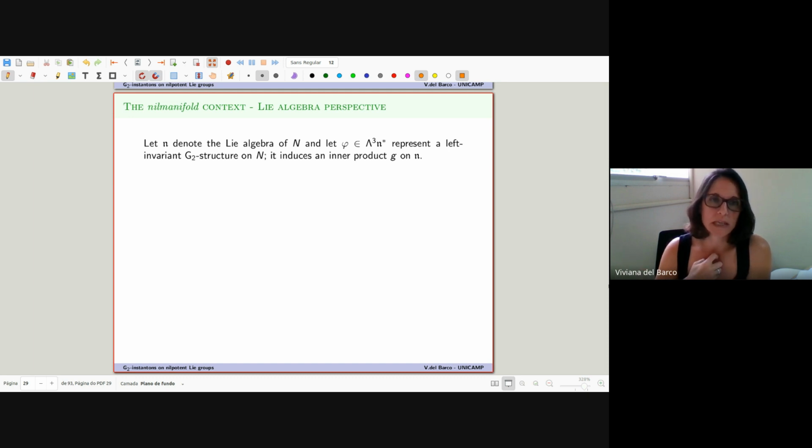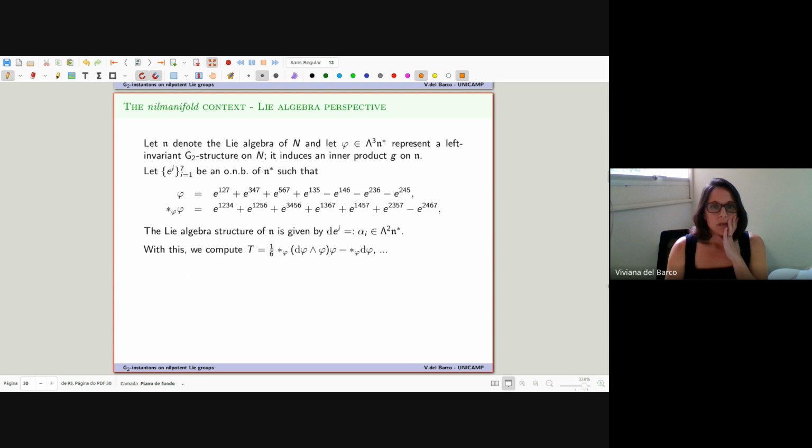So I will denote with N the Lie algebra of the Lie group, and my G2 structure, which is left-invariant, will become a 3-form on the Lie algebra. And it will induce an inner product in the Lie algebra as well. So just as I said at the beginning, I can take an orthonormal basis of the Lie algebra such that the 3-form is that, and the dual form is the following 4-form.